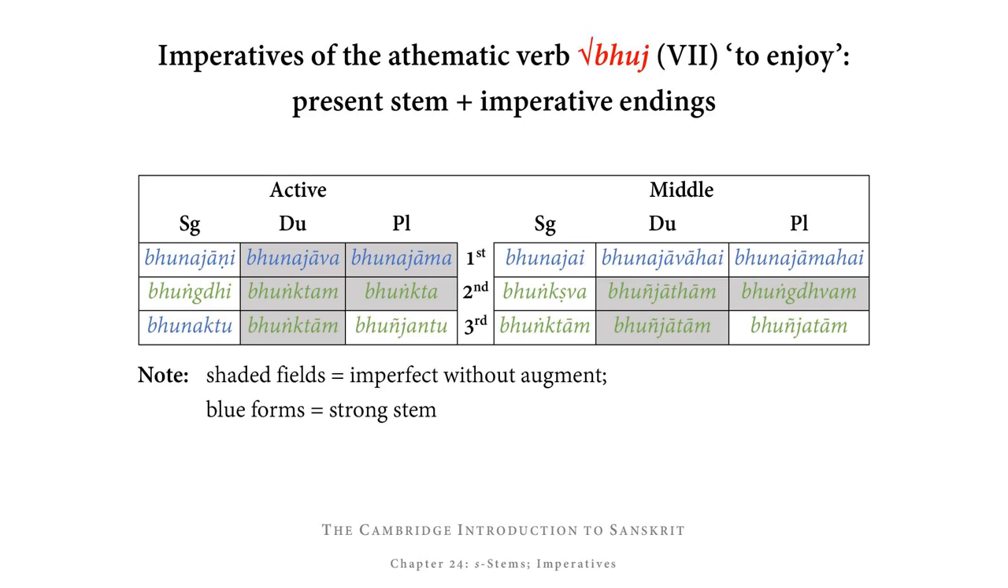And something else that we need to notice here is the forms in blue are the forms that use the strong stem. So that would be all the first persons. Notice that this is different from what we normally find. Normally we have strong forms in the singular and weak forms in the dual and the plural. Here, for certain historical reasons, we have strong forms in these so-called first person imperatives. We have the weak stem everywhere else, with the exception of the third singular active, which is bhunaktu as opposed to bhunktu.